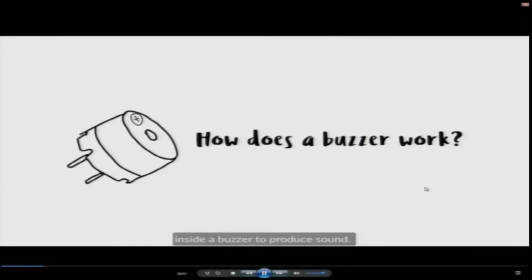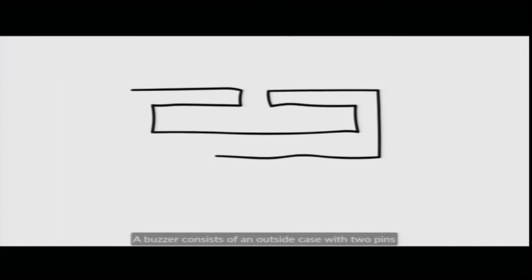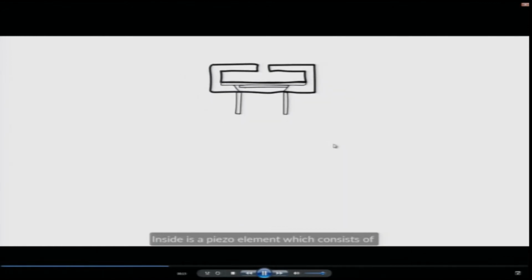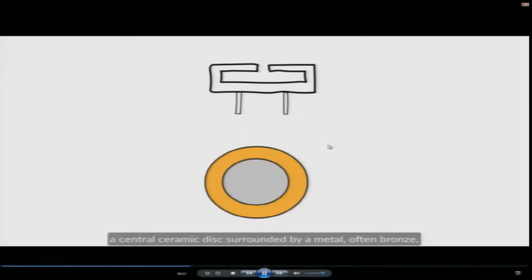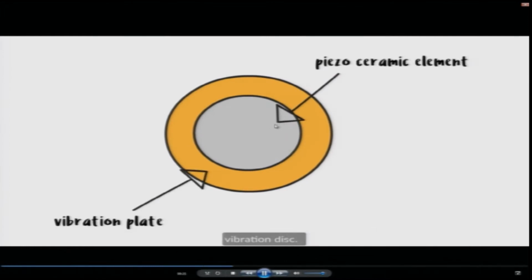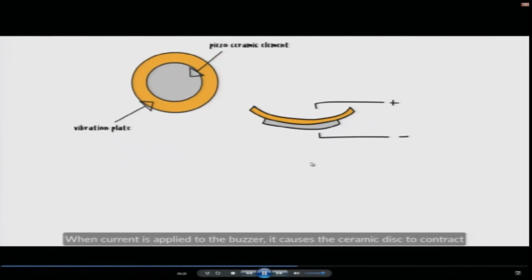So, here you can see how a buzzer works. You have this system that you are attaching to the power, okay, and that whole system has a piezoelectric element in it, that is the piezoceramic element in the center, and this is the plate which is going to vibrate because of the effect of the piezoceramic element.